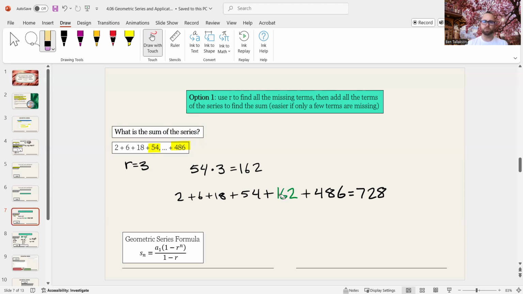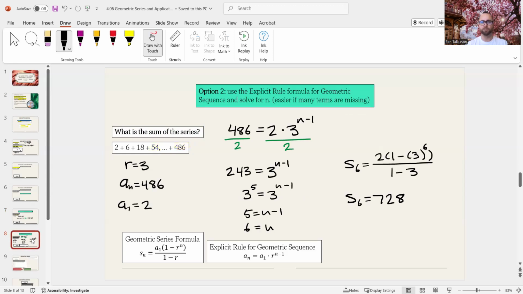Now that was pretty simple because there was only one missing, but like I said before, if you have many missing, if that last value is really, really a big number, especially compared to the number before it, you're probably going to want to use option 2, which is using the explicit rule for a geometric sequence and solve for n. Okay? So have another look. You should already have this in your notes, the explicit rule for a geometric sequence.